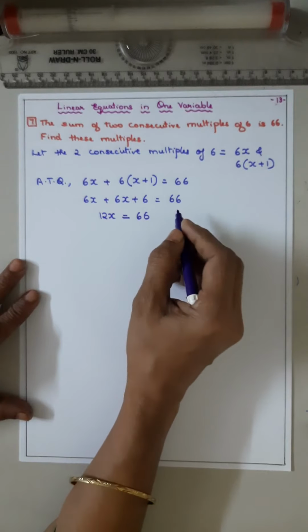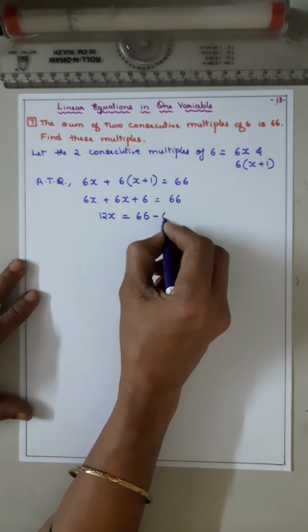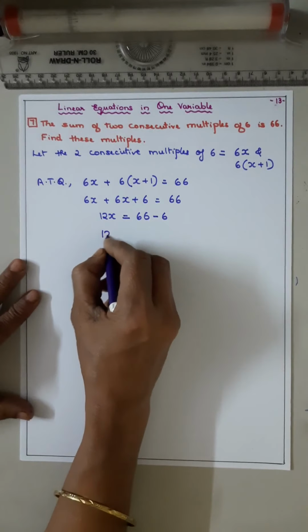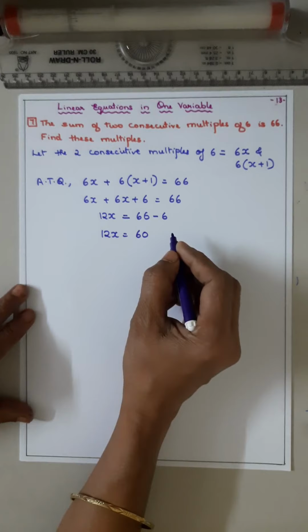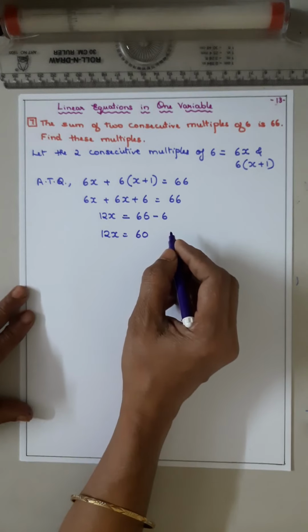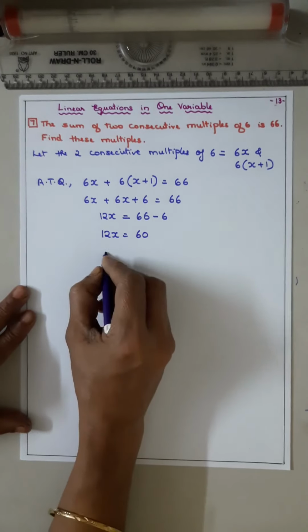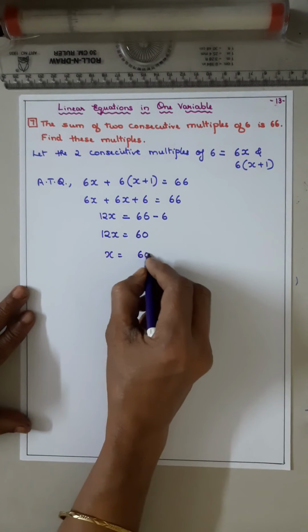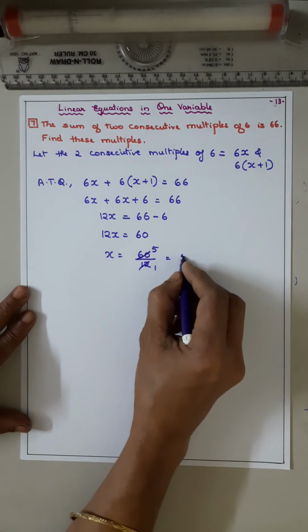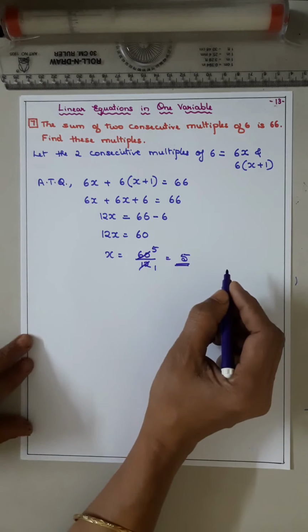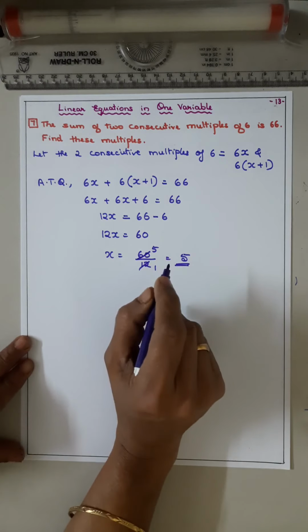Take 6 to the other side, it will be minus 6. So 12x is equal to 66 minus 6 is 60. That means x is equal to 60 upon 12. 12 fives are 60. So the answer is 5. x is 5.